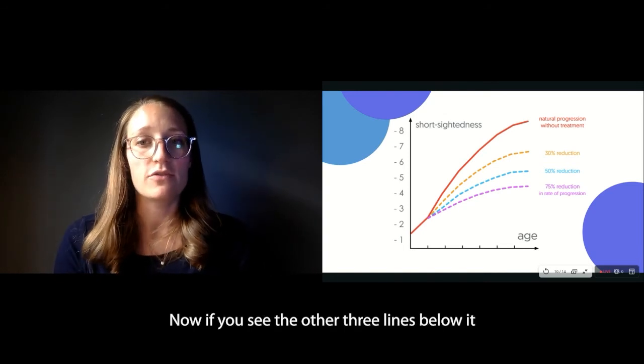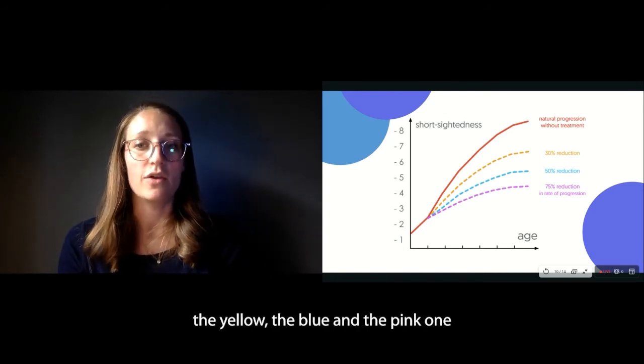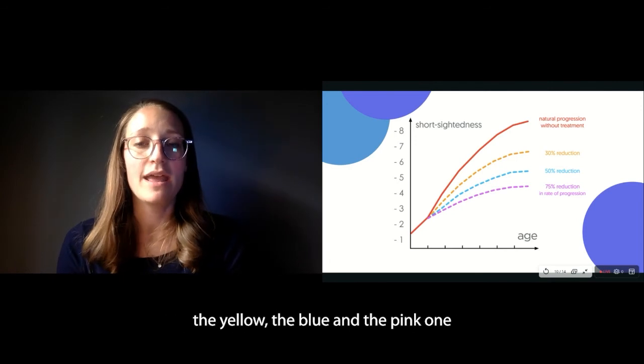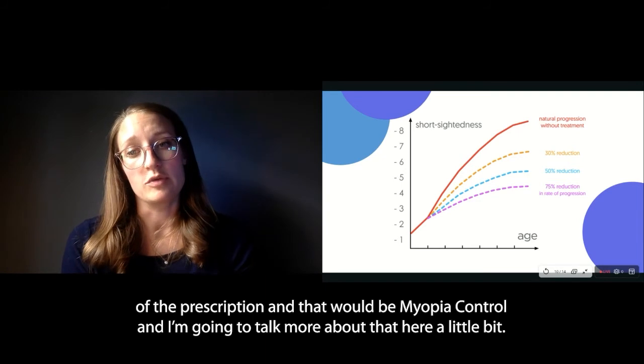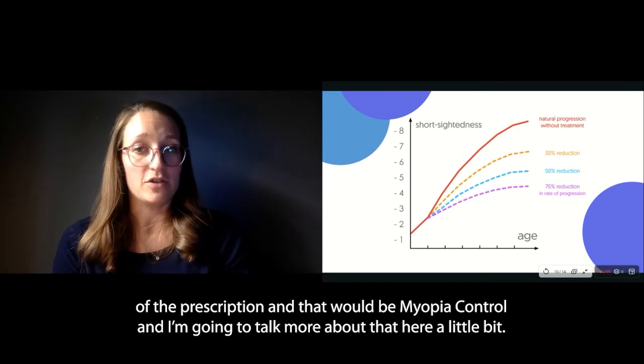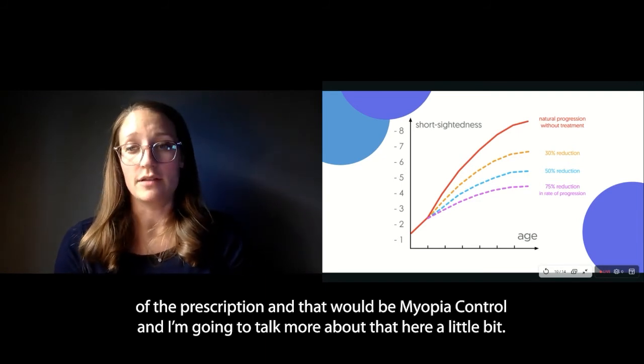Now, if you see those other 3 lines below it, there's a yellow, a blue, and then that pink one. That's showing if we try to slow down that progression of the prescription. That would be myopia control. And I'm going to talk more about that here in a little bit.